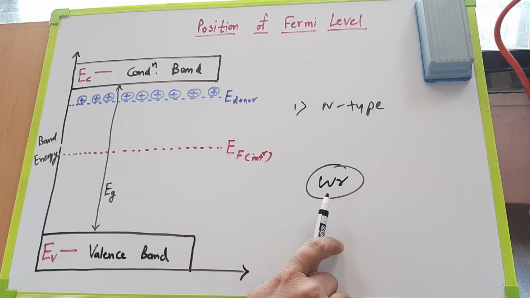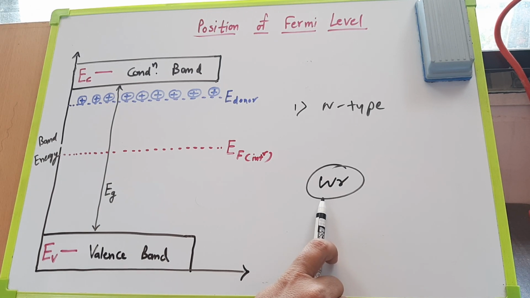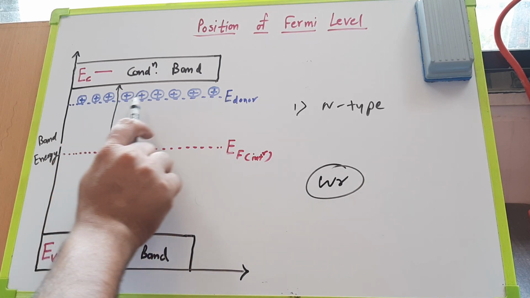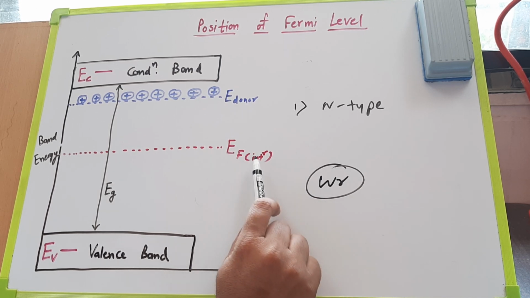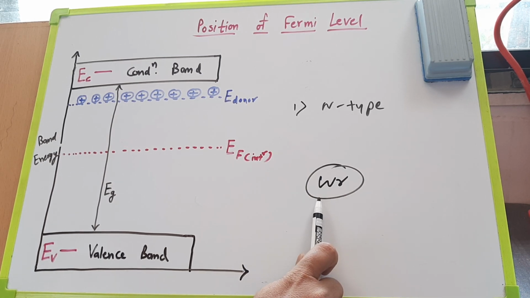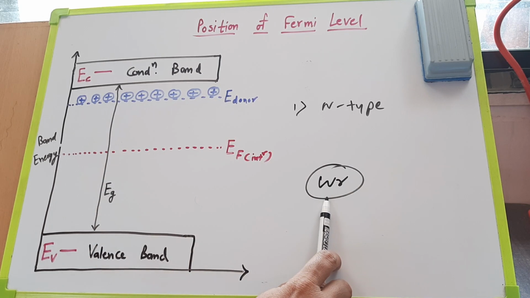Okay, above. This figure shows energy levels of donor as isolated circles, and not as a band. EF intrinsic, EFI, represents the position of Fermi level in the intrinsic semiconductor. This is what we just refreshed, what we learnt last time.